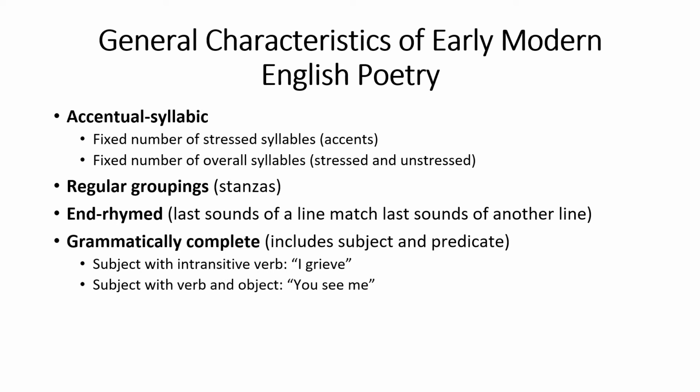The poetry is grammatically complete. It includes a subject and a predicate. Either a subject with an intransitive verb like I grieve, where there's no object, or a subject with a verb and an object. You see me. You is the subject, see is the verb, the object is me.